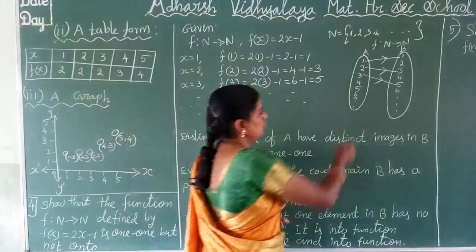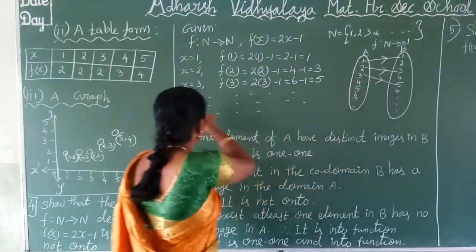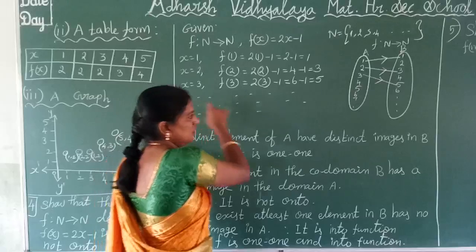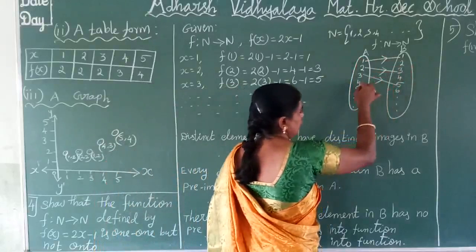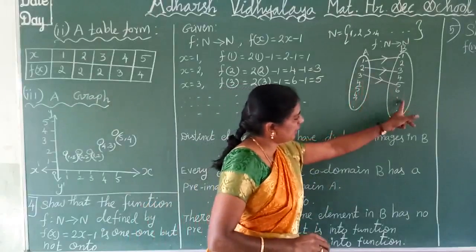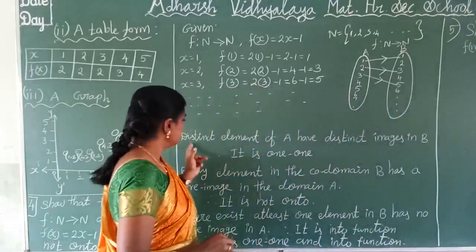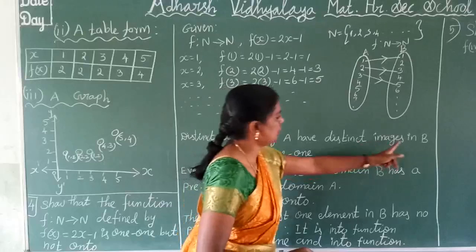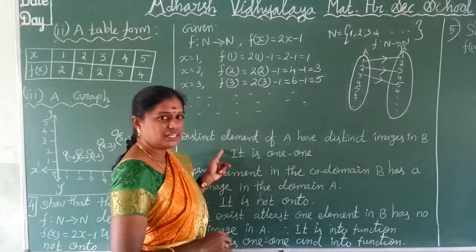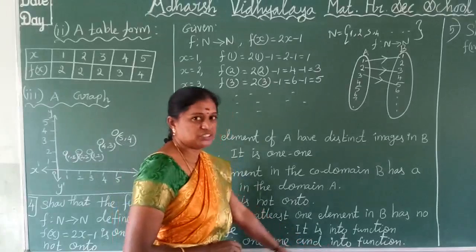Is it clear? If you draw this type of diagram, you easily understand. 1 to 1: here we take only 3 elements, that's why you map to 3. 4, we take definitely 1 element. 4, 5 applied, we get any one answer. 6 also we get any answer. That's why distinct elements of A have distinct images in B. Is it clear? So this one is 1 to 1 and into function.